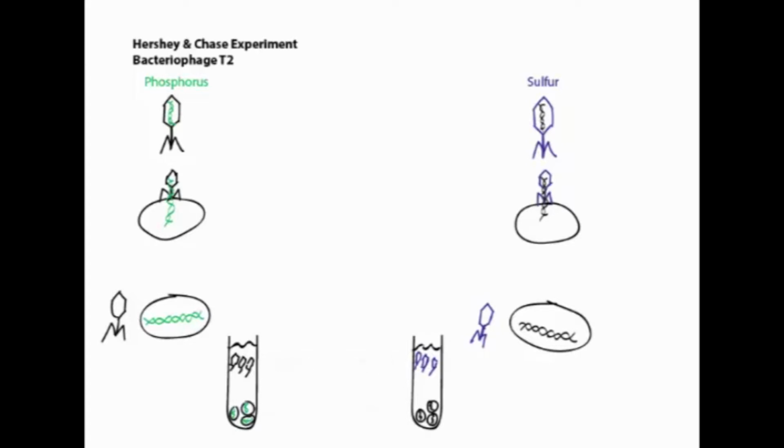After centrifuging, they found that the radioactive sulfur mostly remained in the liquid. This indicates that the viral protein coats remained outside the bacterial cells. They also found that the radioactive phosphorus remained in the bacterial cells at the bottom of the centrifuge tube. This indicates that the DNA entered the bacterial cells.